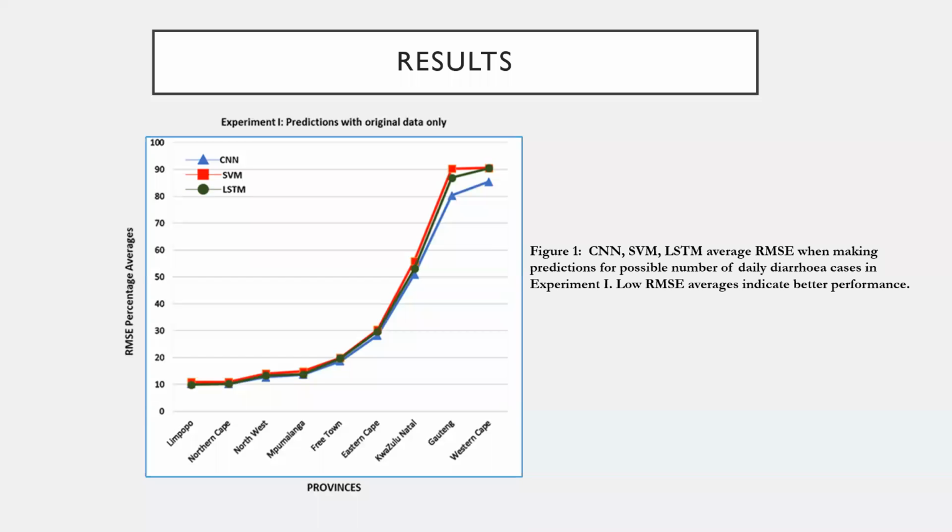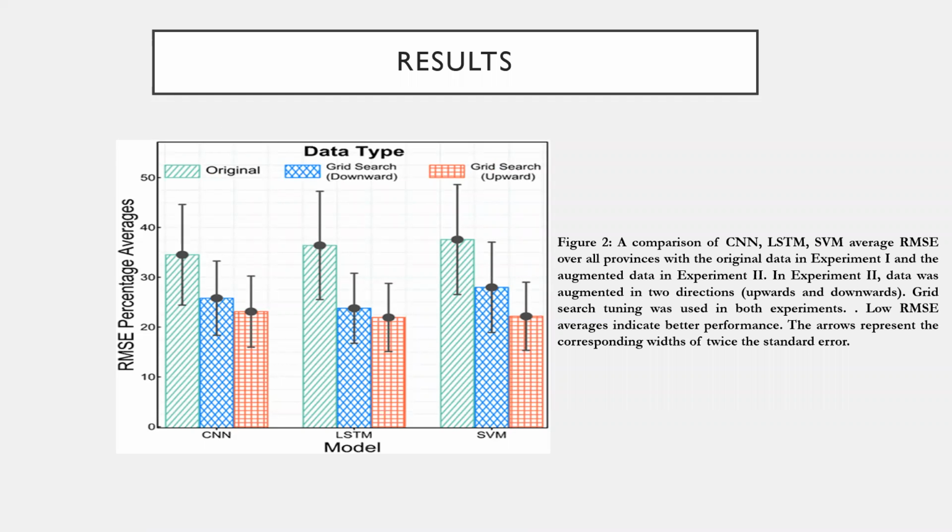In all these 3 experiments, the results we got are as follows. In experiment 1, we noticed that the CNN performed best. From the graph, the lowest RMSEs indicate better performance. So CNN performed best, followed by LSTM and then SVM. In experiment 2, we augmented the data in 2 ways, upward and downward. That's why you can see upward and downward in the graph here. Either way, the augmented data improved the performance of all 3 ML models, as you can see. And then LSTM performed best here. Unlike CNN, its performance was competing against SVM in some provinces.